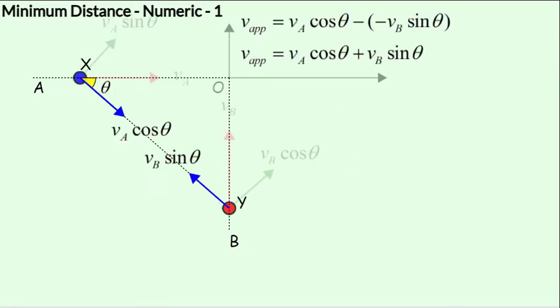Now let's compute the velocity of approach. So we will take the components of VA and VB along the line joining A and B. Since we are computing the velocity of approach, we consider components along the line AB. If we take VA cos theta as the positive direction, then VB sin theta will be in the opposite or negative direction. Therefore, the velocity of approach will be the relative velocity of the components, which would be VA cos theta plus VB sin theta.